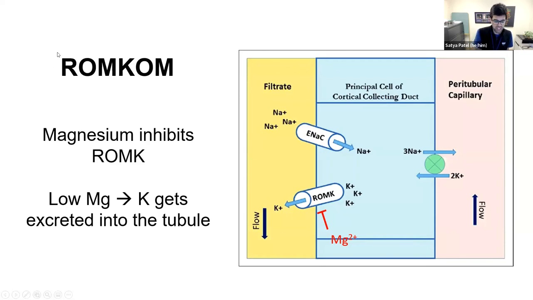So it looks like the loop diuretic caused hypokalemia. The hypokalemia actually prevents magnesium from being reabsorbed. And because the magnesium is low, more potassium comes out. So to uncouple all of this, repleting the magnesium first will really help.